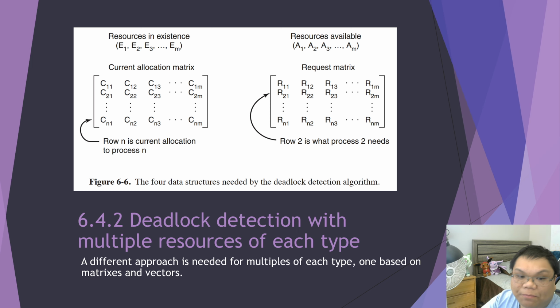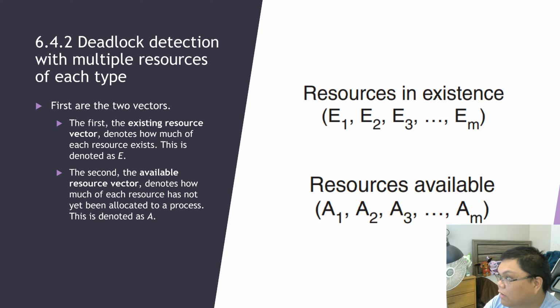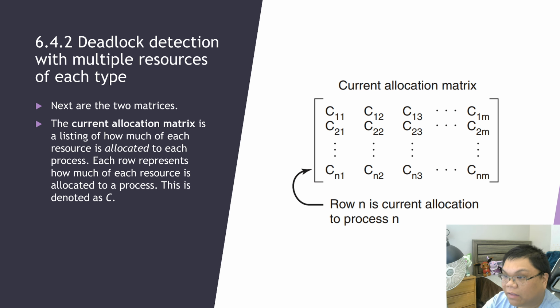So this is just a recap from the last video where we talked about deadlock detection with multiples of each resource type. So we need 4 data structures here. The first are 2 vectors. One is a vector of every resource in existence in our system. That's vector E. Vector A is the number of each resource that is available, not yet been allocated to anything. The third one is C.